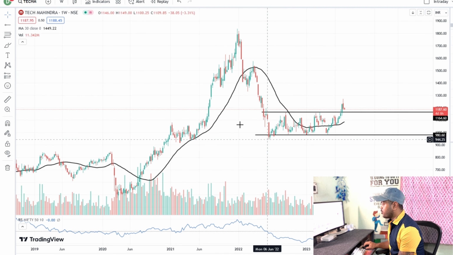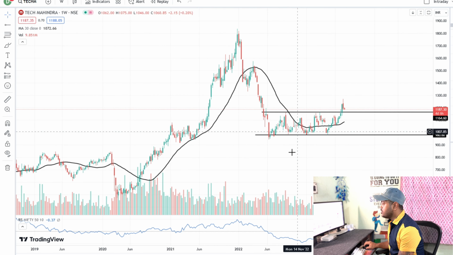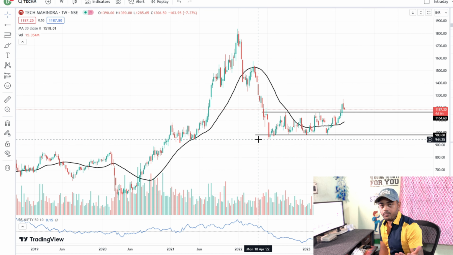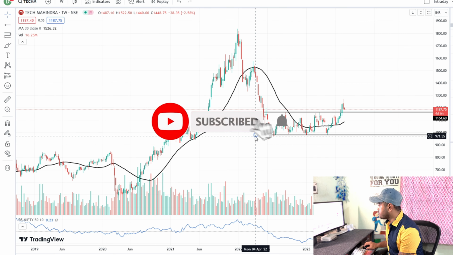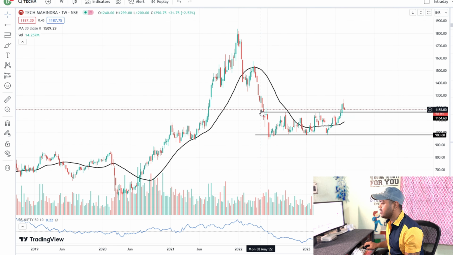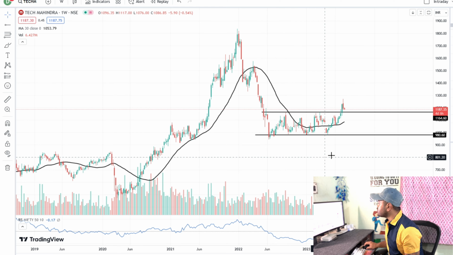This is like stage 4. This is complete stage 4. So after stage 4, based on Stan Weinstein stage analysis, what happens? Stage 1 happens. After this particular point, 970, 980, it was not going below that level, and it started a new range between 980 to 1164, which it broke out of.